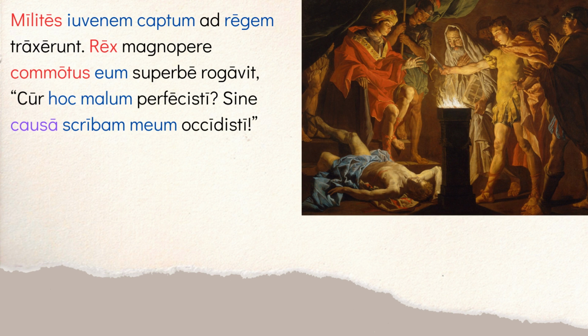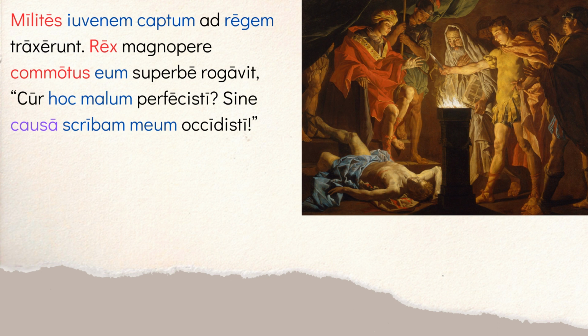So the soldiers dragged, right? So they traxerum, they dragged the juvenum captum, the captured young man, right? It's literally the young man having been captured. It's a perfect passive participle. So the captured man to the king. Okay, so they drag him to Lars Porsena. And you have rex magno per commotus eum superbe rogave.